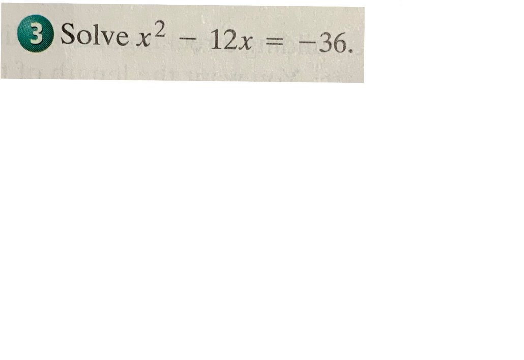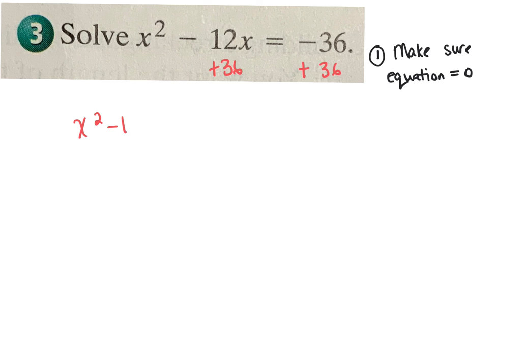For any of these that you're solving by factoring, your first step is to make sure that the equation is equal to 0. If your equation does not equal 0, you have to fix that. In this case, this does not equal 0, so I need to add my 36 over. And so I'm going to say x squared minus 12x plus 36 equals 0. Once you've done that, you want to factor it completely.